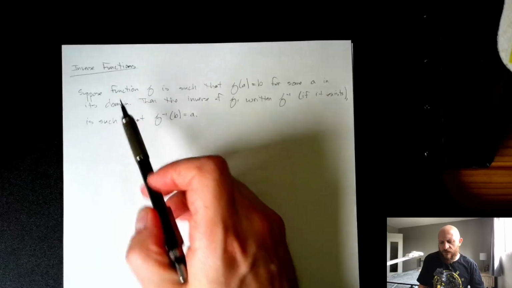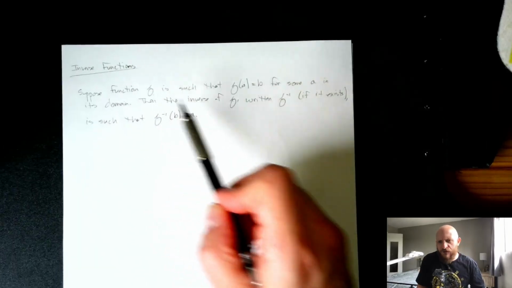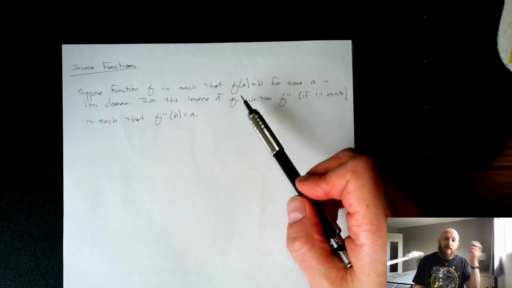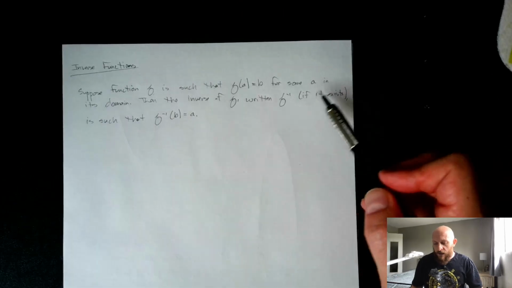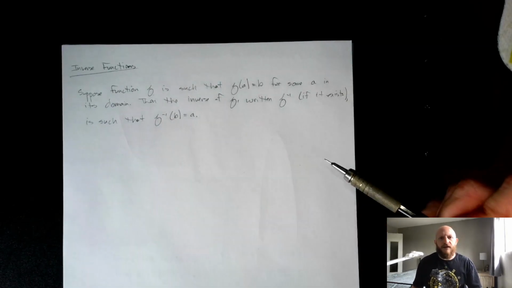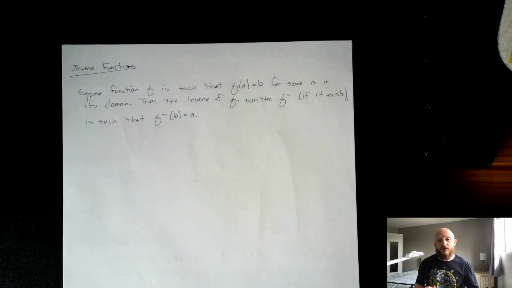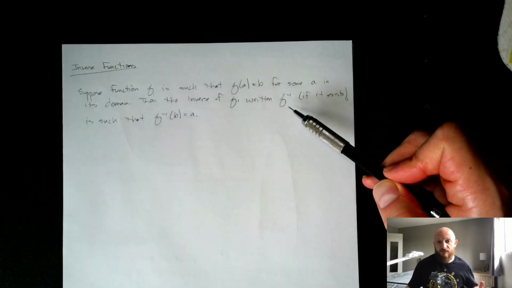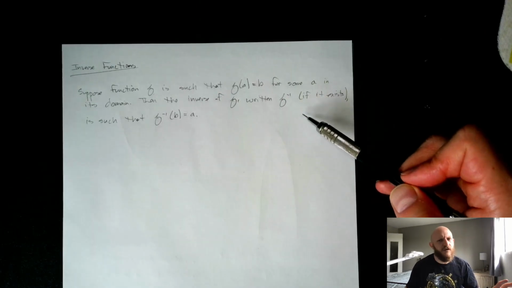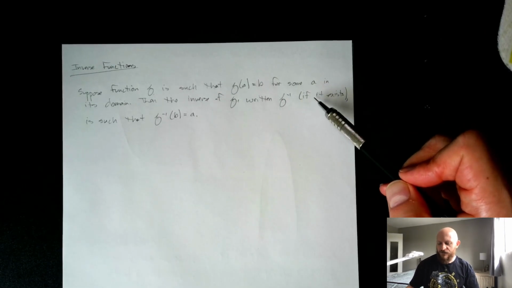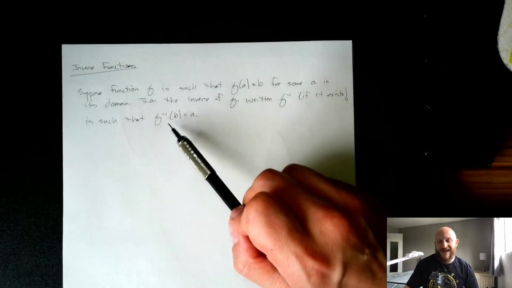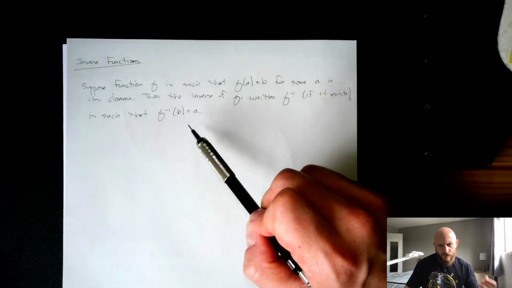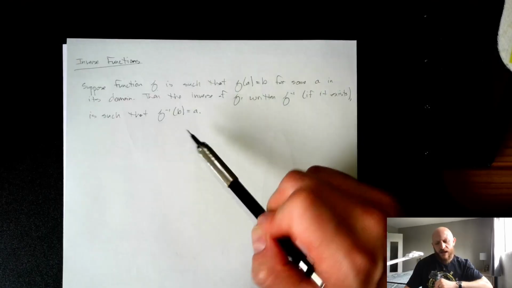So suppose that some function f is such that f of a equals b, meaning when you plug a into f, it outputs b, for some a that's in the domain of f. Then the inverse of f, which is written f to the negative 1, f inverse, if it exists (it doesn't always exist), is such that f inverse of b equals a. That is to say, f inverse takes b and outputs a.